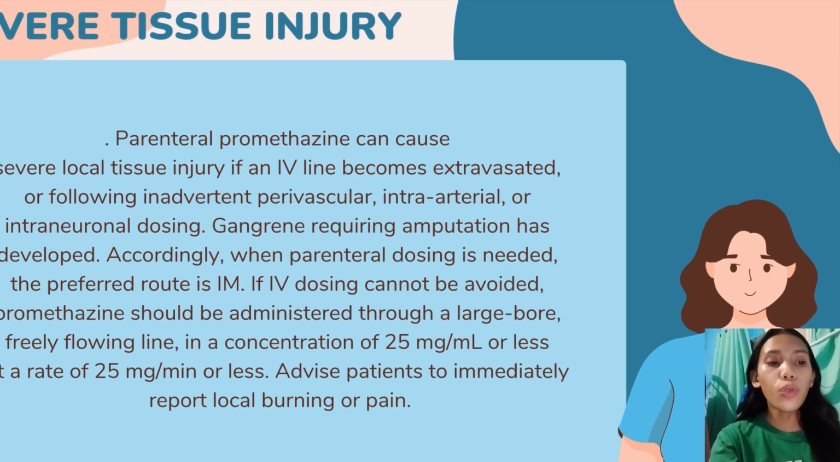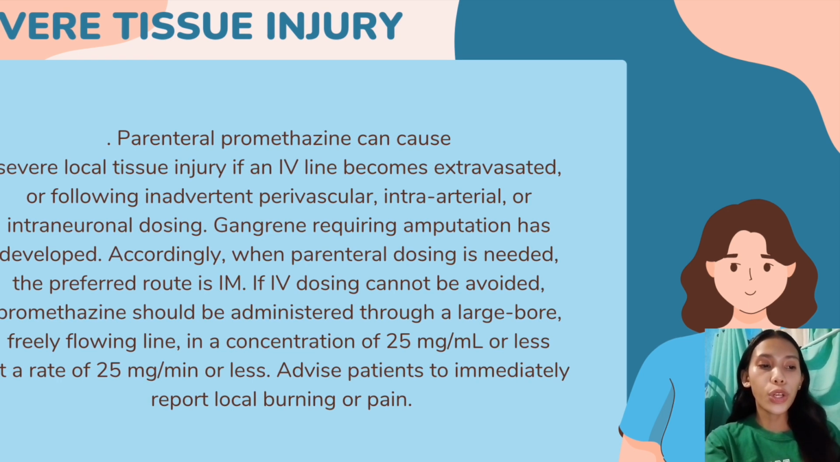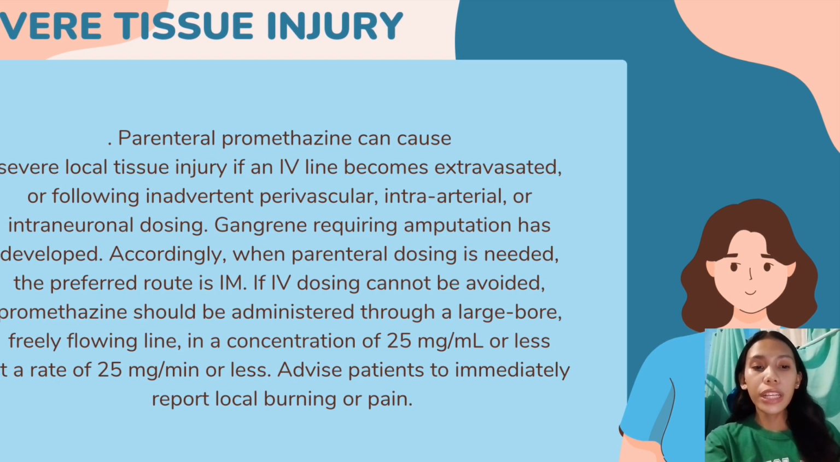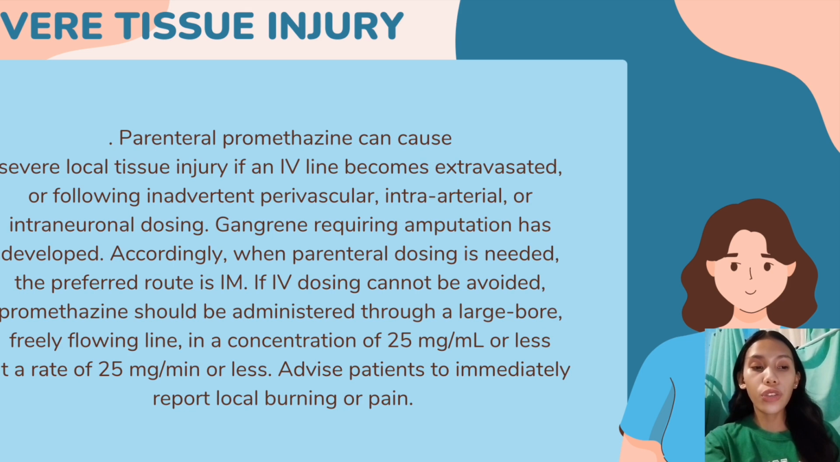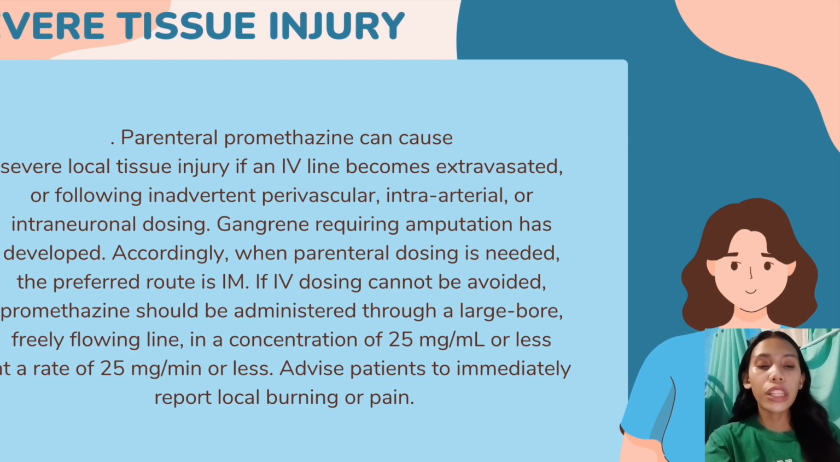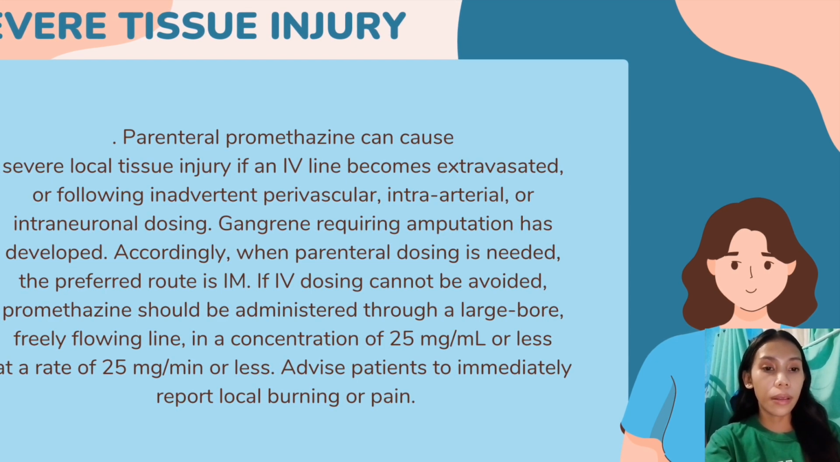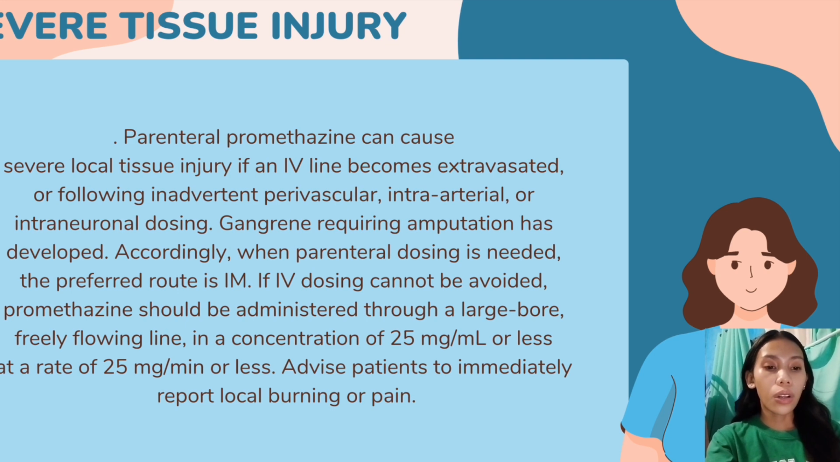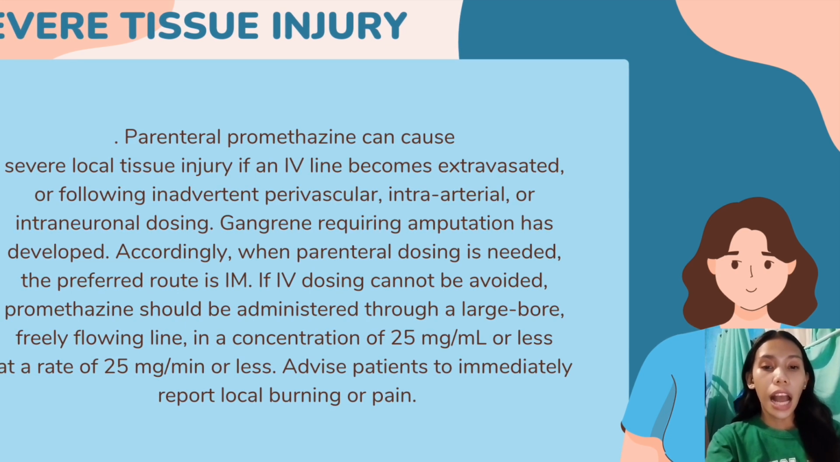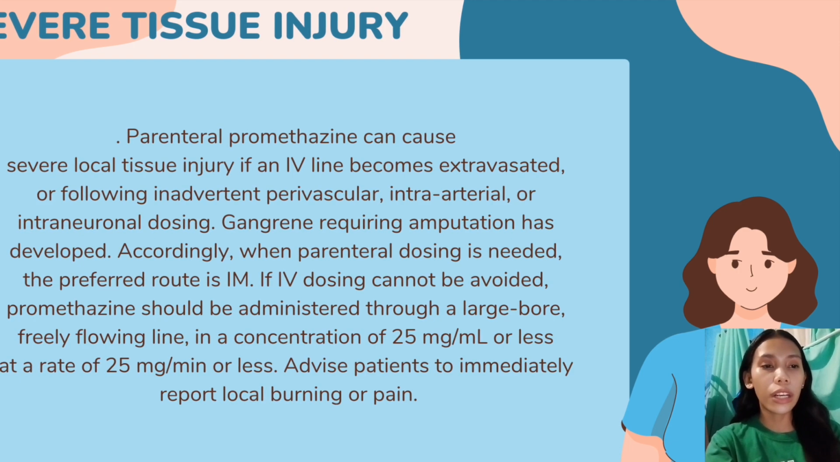If IV dosing cannot be avoided, promethazine should be administered through a large-bore, free-flowing line in a concentration of 25 milligrams or less at a rate of 25 milligrams per minute or less. Advise patients to immediately report local burning or pain.